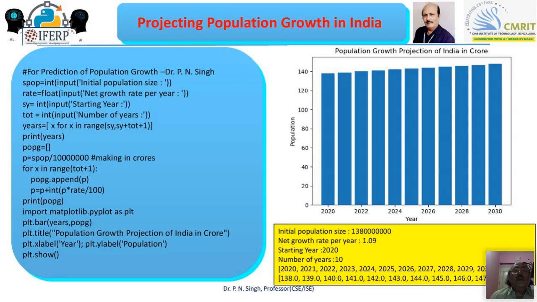Now the program is given, where we are projecting the population growth. I think it is good to see what the population growth will be in 2030 based on the back data, the previous data. It is given an initial population size, and I have taken 138 crores. If the growth rate per year is 1.09, then it furnishes the data for 2021, 22, 23, for all the years, and what the projected population will be for 2030.